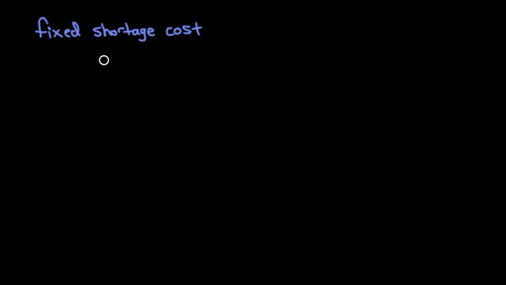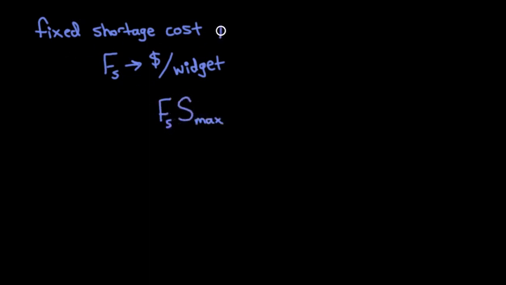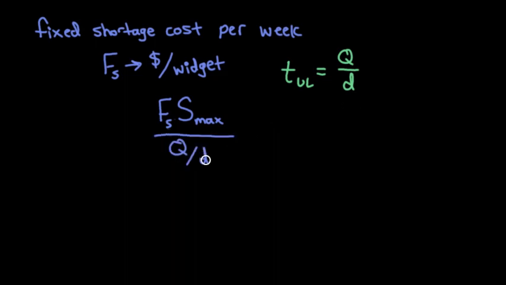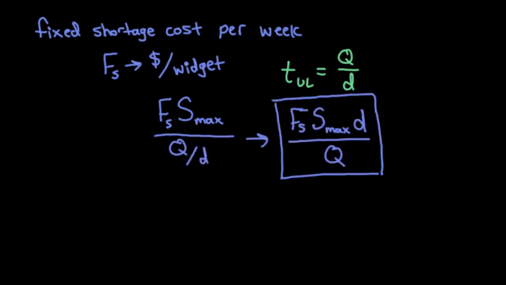Next is our fixed shortage cost. And the units on FS were actually dollars per widget. So what is the maximum number of widgets that we plan on being short? It's S max. So if we want to get the total fixed shortage cost, we would do FS times S max. And then if we're doing the fixed shortage cost per unit time, or per week in this case, then we need to divide this cost over all the weeks, which, like I just said, is Q over D. So we have this, and then we can simplify. And just like that, fixed shortage cost.